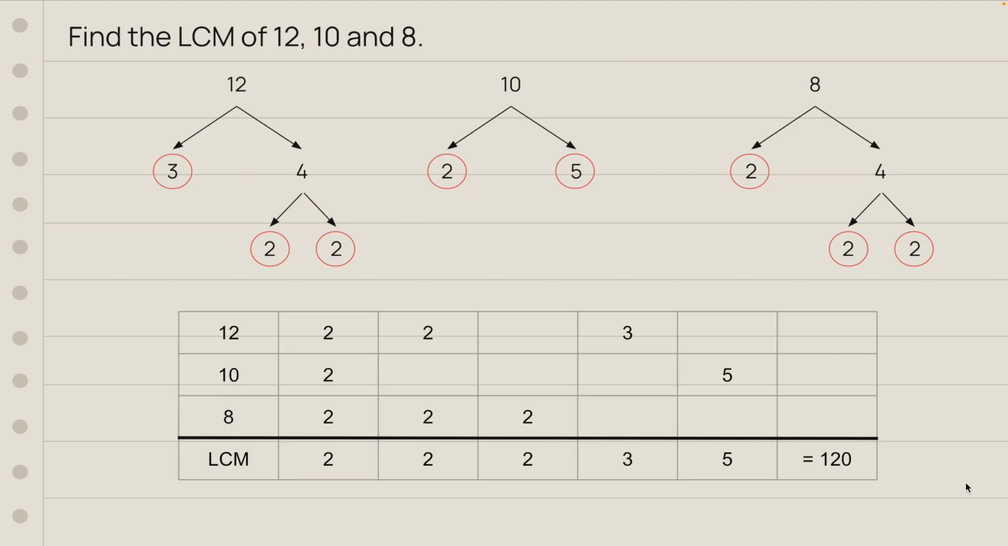I'm then going to put them in a chart so that the common factors line up. So you'll notice they have 2s, these 2 have a 2, 8 has another 2, 12 has a 3, and 10 has a 5. So I line it up and I get 2, 2, 2, 3, 5. If I multiply those together, I get 120. So the lowest common multiple of 12, 10, and 8 is 120.